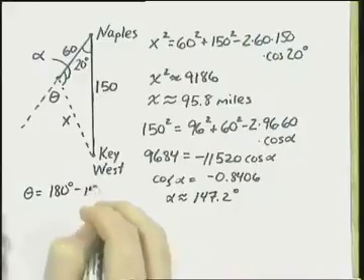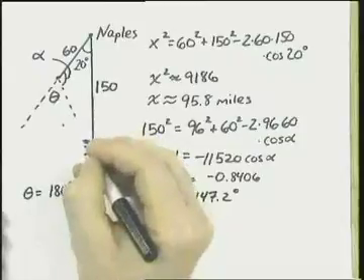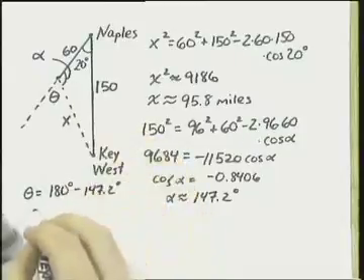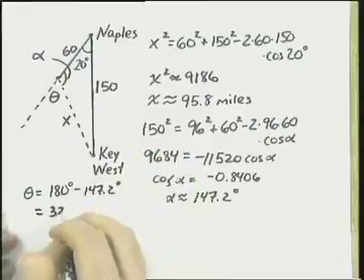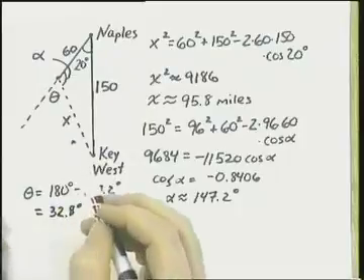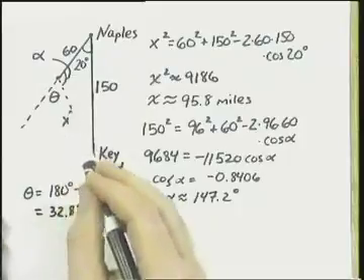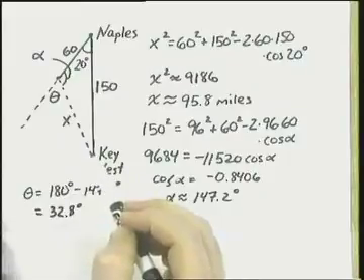Now that we know alpha is about 147.2 degrees, we find the angle theta by taking 180 degrees minus that 147.2 degrees, again because alpha and theta are supplementary to each other. So we get that theta is equal to about 32.8 degrees. Therefore, the sailboat should turn to an angle of about 33 degrees to head back on course towards Key West.